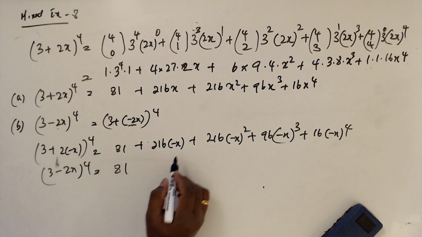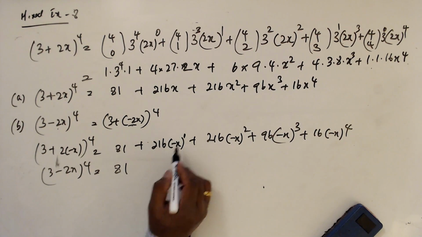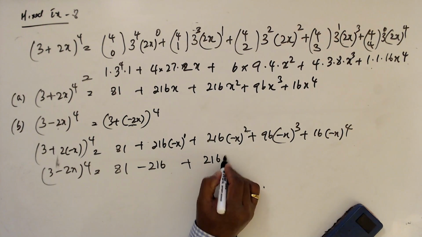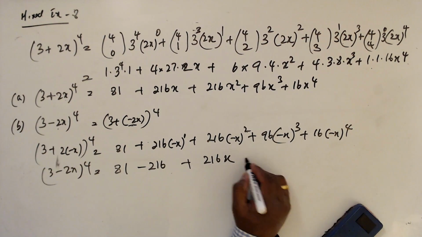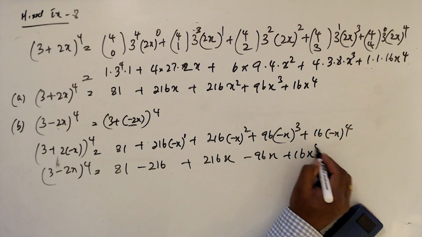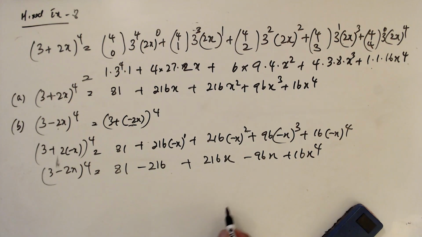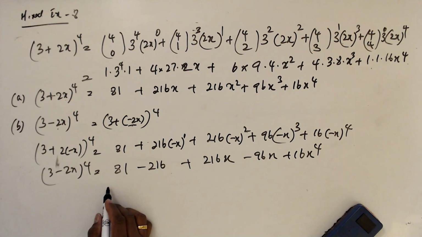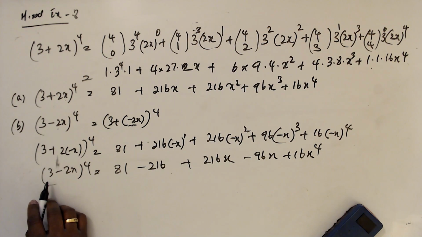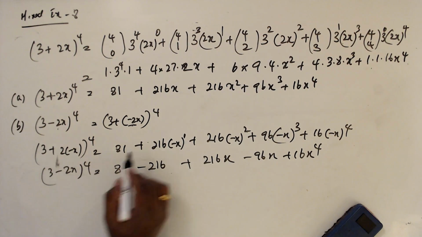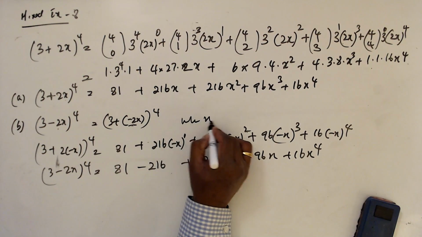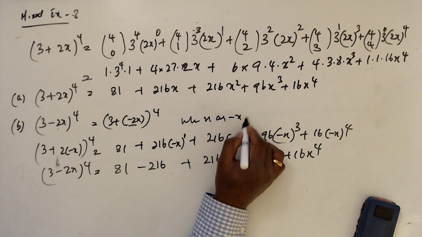This is 81. This is an odd power, hence it becomes negative. This is an even power, it stays as it is. This again is odd, so it is negative, and this is even, so it stays as it is. So from this expansion, with a single substitution, we consider x as minus x.